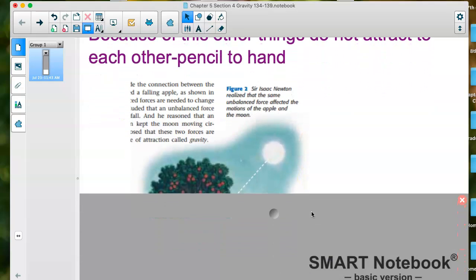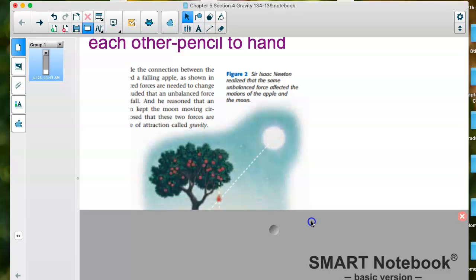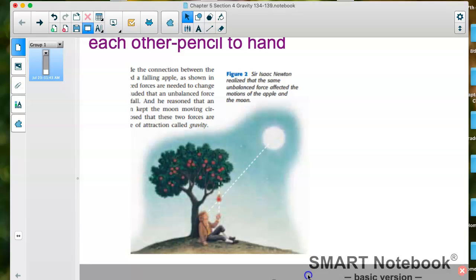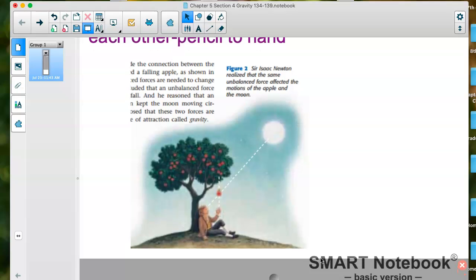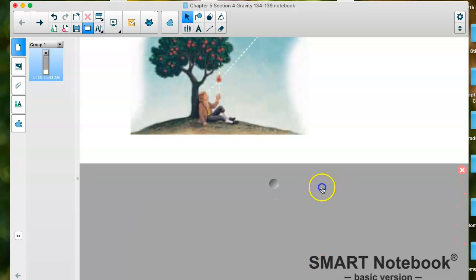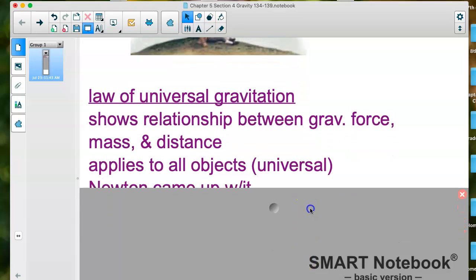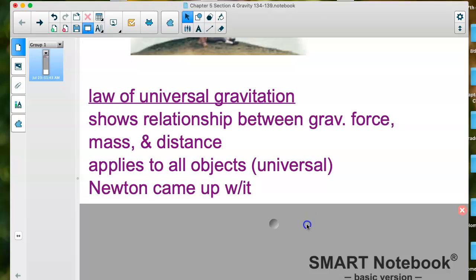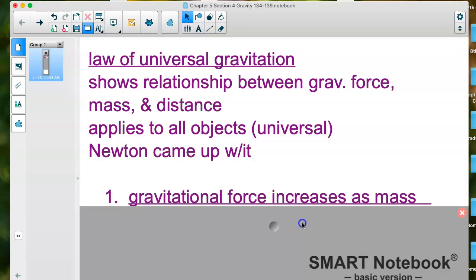So Isaac Newton, who we're going to study a little bit coming up, he realized that the same unbalanced force affected the motions of the apple and the moon. So again, he came up with some very important pieces to the scientific puzzle that we're going to study. And he really thought about gravity a lot before we knew a lot about it. It seems simple to us now. But there is a law of universal gravitation. It shows us the relationship between gravitational force, mass, and distance. Depending upon how far objects are apart and what their masses are, this affects gravity. And so Newton really studied that and came up with it.